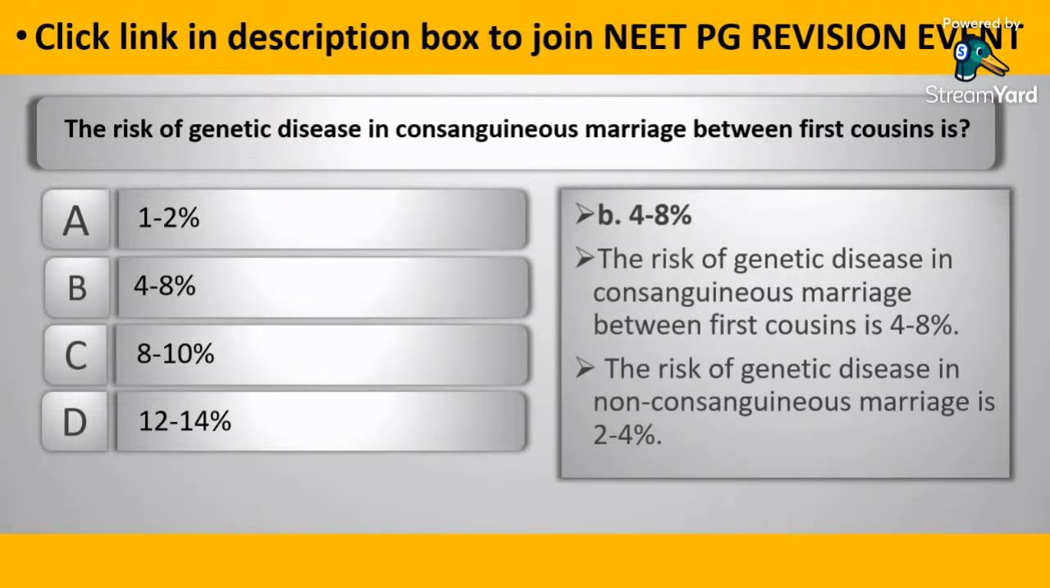The risk of genetic disease in non-consanguineous marriage is 2 to 4%. If it is consanguineous marriage, it is 4 to 8%. So remember, consanguineous means more, 4 to 8%, and non-consanguineous it is 2 to 4%. As we all know, the risk increases with consanguineous marriage.